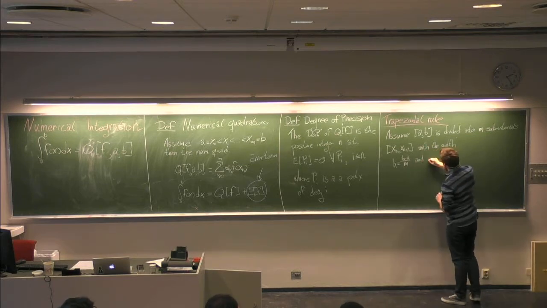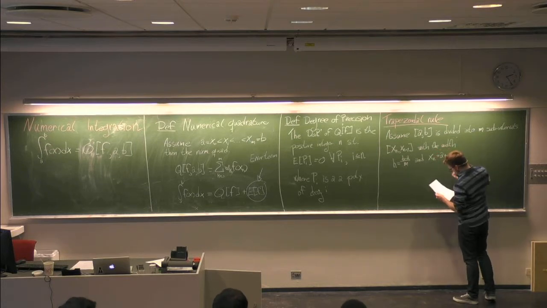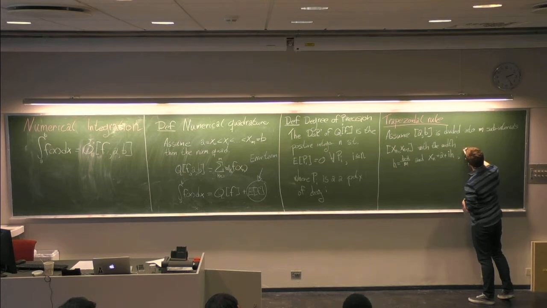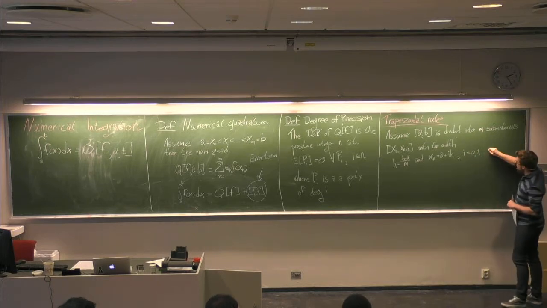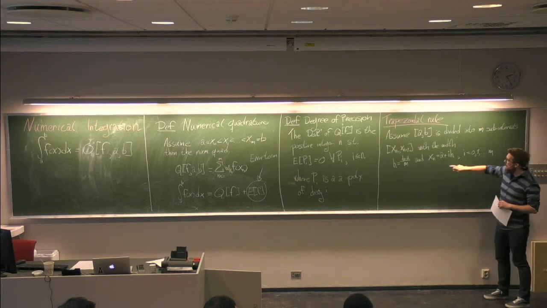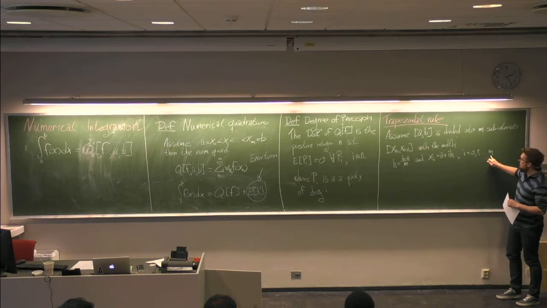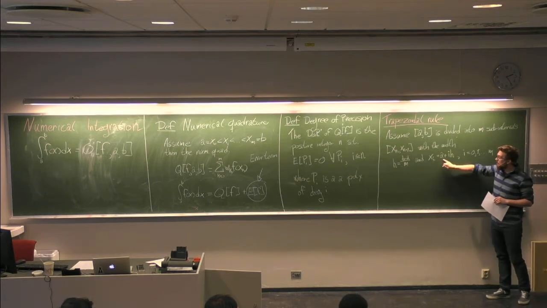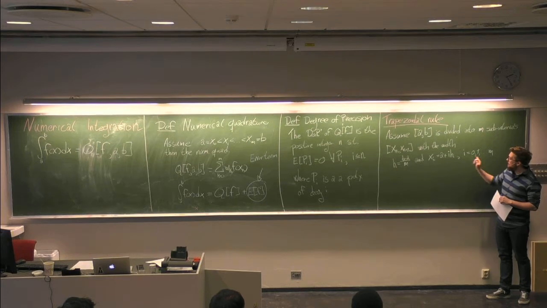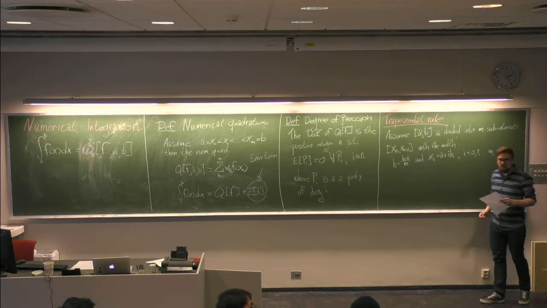And this will give us that x_i equals a plus some kind of integer i times h, where i will go from 0, 1, all the way to m. So when i here is m, xm is equal to b, and if it's 0, well, then we're at the other end of our interval.